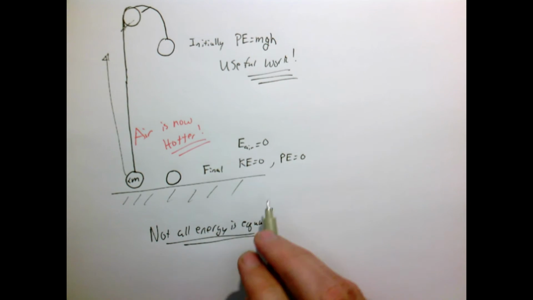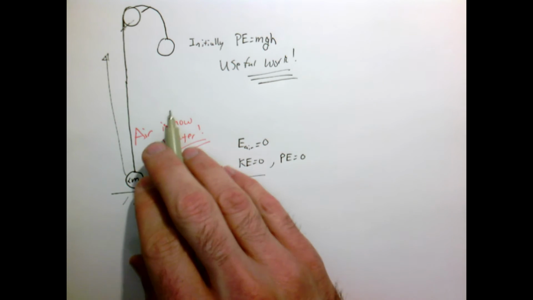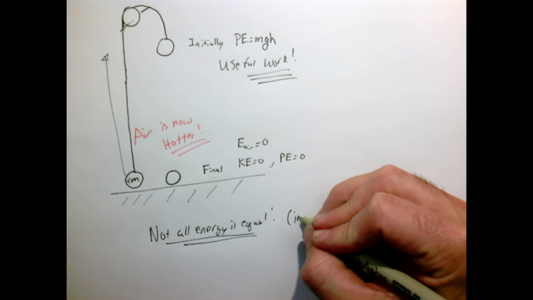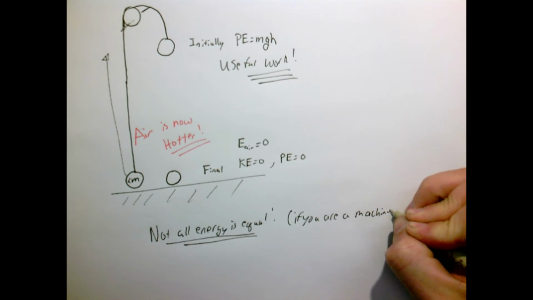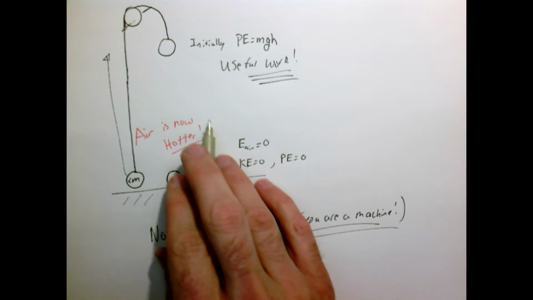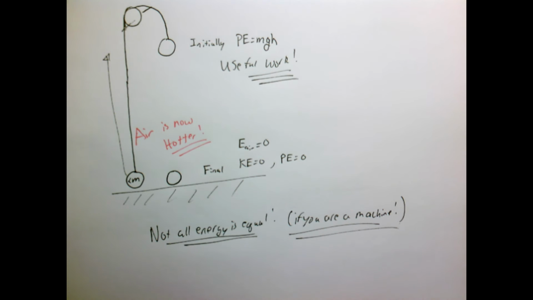And now, of course, it's equal in the sense that there's some amount of energy, some number of joules here, there's some number of joules in the warm air, so it's equal in that sense. But not all energy is equal if you're a machine and you want to extract work. So here we had potential energy, which is useful for extracting work. Later we have just this tiny baby bit of thermal energy, which is not so useful for extracting work.